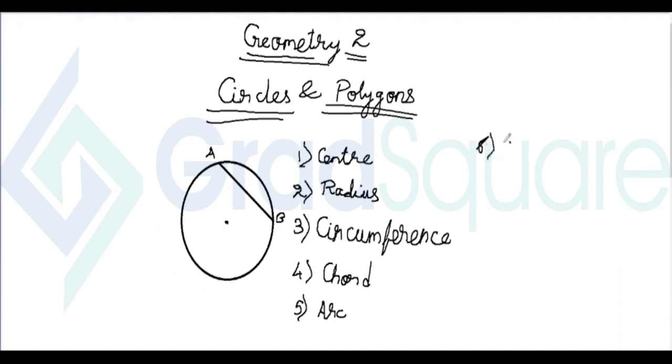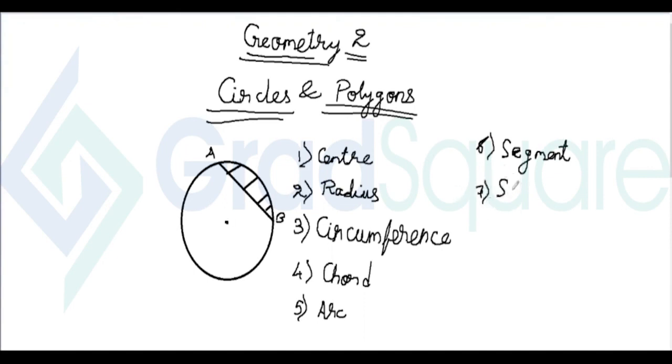Next, we have segment of a circle. So a segment is very similar to the arc of a circle concept because basically what we saw is that a chord divides a circle's circumference into 2 arcs. Similarly, a chord divides a circle's area into 2 segments. Okay, so this is a segment, and of course this is also a segment, right? So a chord divides a circle's area into 2 segments. Once again, the smaller segment is called the minor segment and the bigger segment is called the major segment.